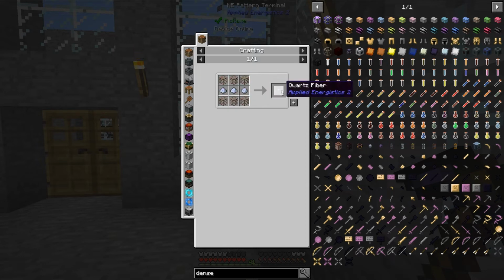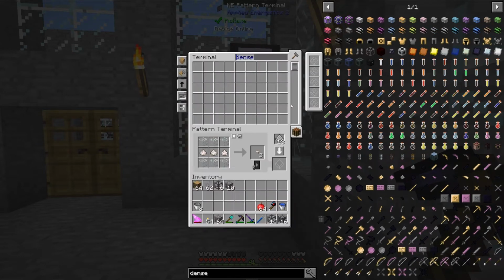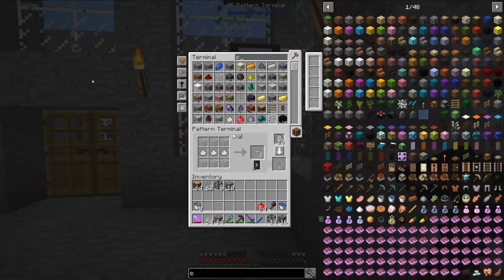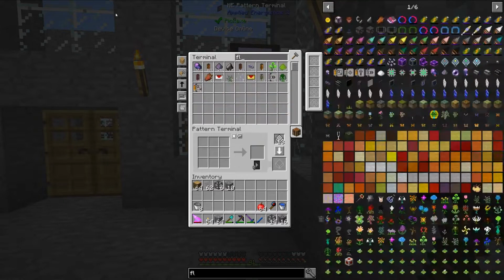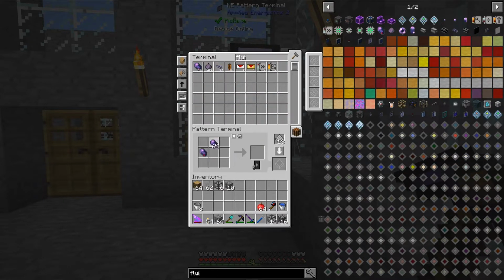And apparently I need more of this quartz fiber here. I do have a bunch of glass, and I should have a bunch of crushed quartz. So I should be able to make a lot of this stuff. So I'm going to go ahead and grab, let's say, 2 stacks. And then we can do that, and then we can use the Flux here.